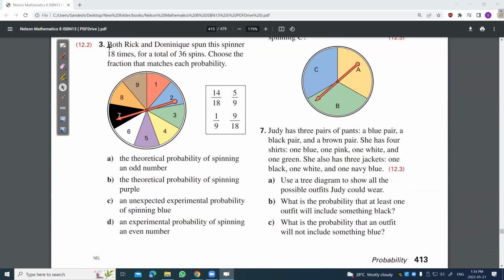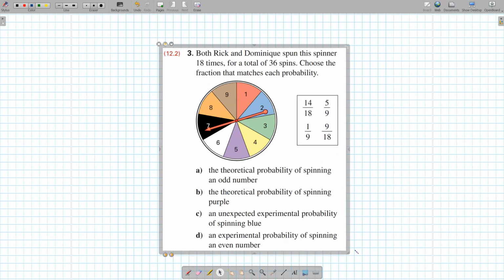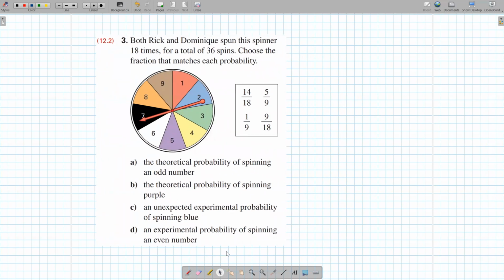All right, this one says, so there's options, and each of those options is the right answer to the question. So what's going on here? So they spun this 36 times. Choose the fraction that matches each probability. The theoretical probability of spinning an odd number. 5 out of 9. Yeah, 5 out of 9. The theoretical probability of spinning purple. 1 out of 9. Right.